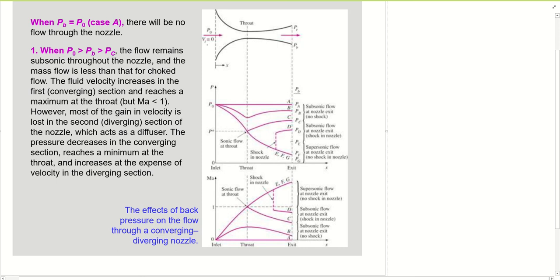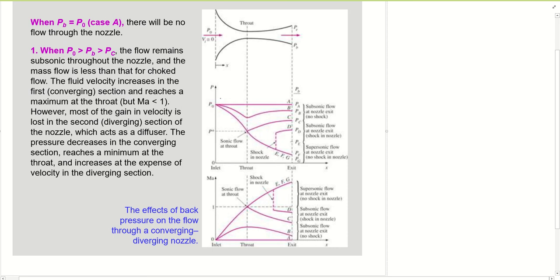We have V equal to 0, inlet velocity equal to 0. So what happens when the inlet velocity equals 0? The inlet pressure, inlet temperature, and inlet density are equal to the stagnation properties, because the velocity equals 0. You must always remember what happens at the inlet of your nozzle: if the velocity is 0, then the pressure, temperature and density at the inlet can be set equal to the stagnation properties.